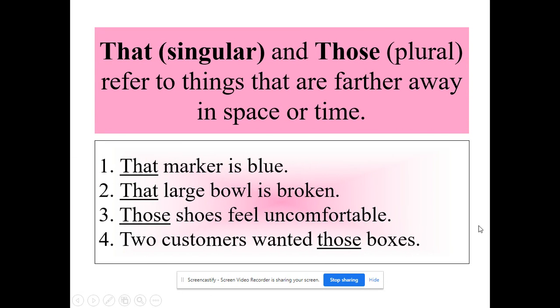Here are some examples, which are pretty much the exact same examples as the previous page, except these are now associating the fact that these items are not close to us, they're farther away from us. So rather than saying this marker is blue, we would say that marker, again, referring to the fact that the marker is not near me. Or that large bowl. Again, the word that is referring to bowl, not referring to the word large.